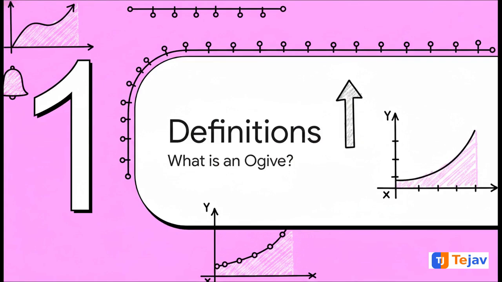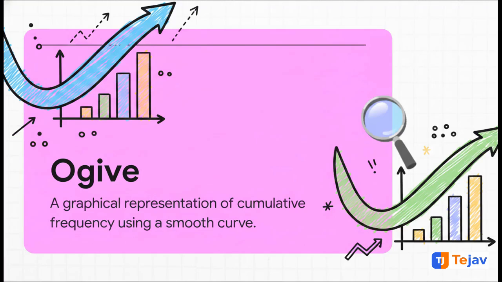Let's build our foundation. So an ogive is basically a graphical representation of cumulative frequency. Imagine a smooth, flowing curve that helps us effortlessly visualize data distributions. It literally shows us how many observations fall below or above certain values, making it super easy to spot trends without getting lost in a sea of numbers.